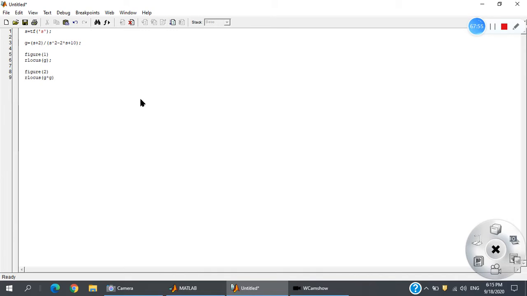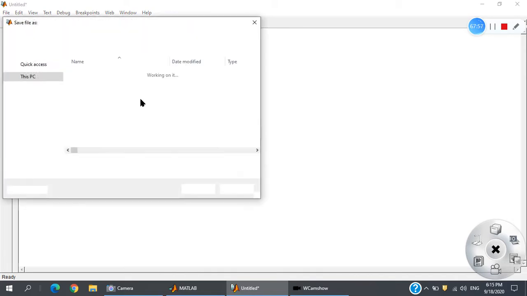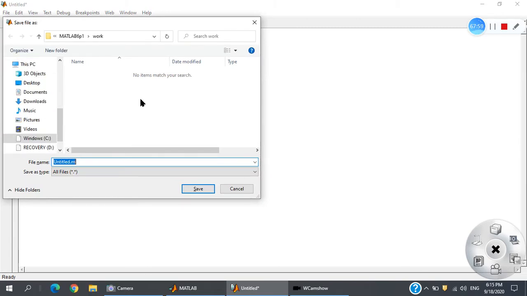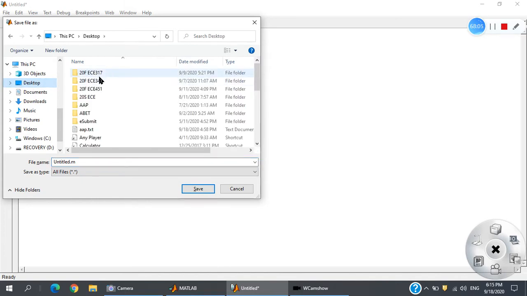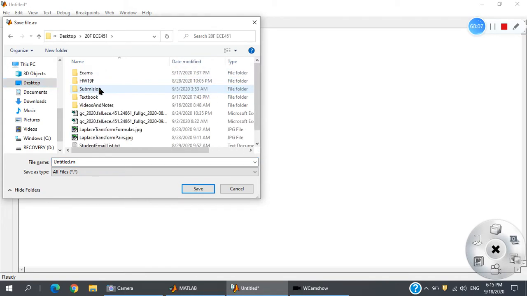Okay, you need to select the direction and then save it. Save it. I go to desktop. It's 451 for the code. Do I have any? Okay, I need a new folder for it. Yeah, just put it here. This is a locus, right? Direction of locus. Okay, like this. See.